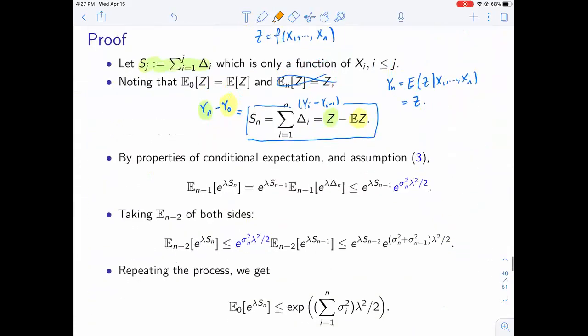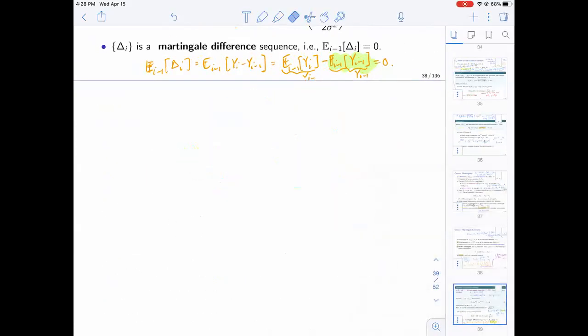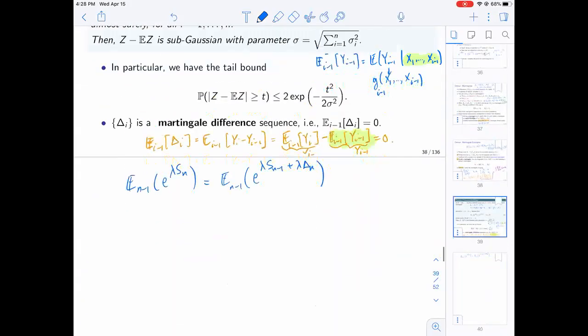Now what I'm going to do is control the MGF conditioned on one step in the past. So e to the lambda Sn conditioned on everything in the past, up to n minus 1. Let's do it separately. How do we control this? The expectation of e to the lambda Sn, one step in the past. I would write this as the expectation of e to the lambda Sn minus 1 plus lambda delta n. Remember, Sn is just the sum over i from 1 to n of delta i. So what is the next step?